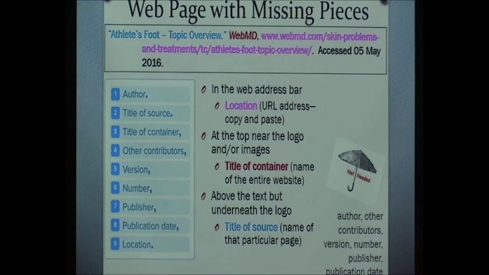So in this case, I would actually be putting athlete's foot topic overview, or at least athlete's foot, in quotation marks, in parentheses, in my paper itself. I would definitely not write something like no author. I would not include that entire URL address because it's pretty long, right? So we need to know what needs to go in the in-text citations, and the easiest way to do that is to do the Works Cited page first.